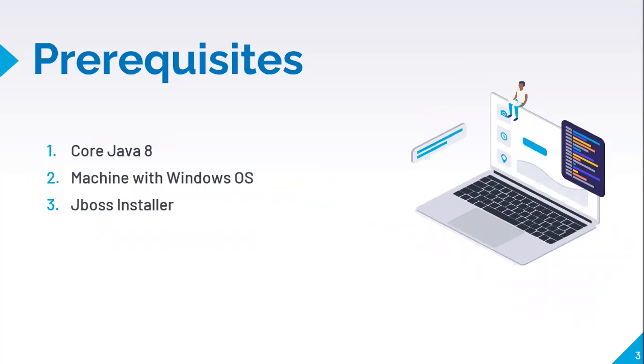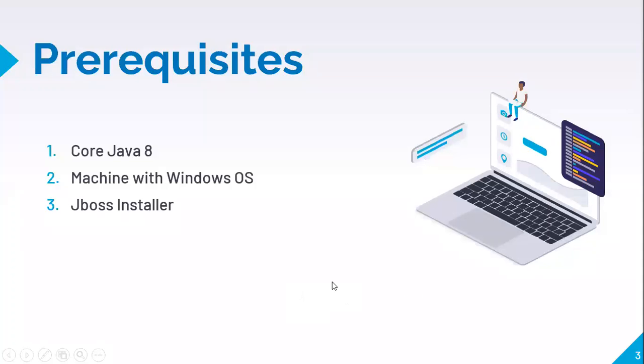The prerequisite for installing JBoss is you should have Core Java 8 installed, and of course you should have a machine with Windows operating system and also a JBoss installer. Now I'm assuming you have Core Java 8 already installed and have a Windows machine. So I will help you with the JBoss installer.